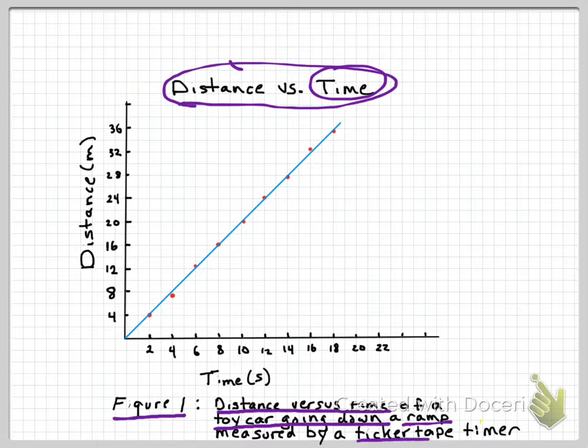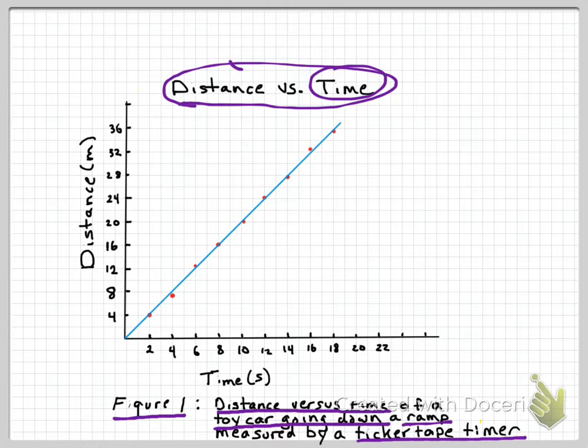This is measured by a ticker tape timer, which in your case doesn't make any sense to you because you don't even know what a ticker tape timer is. It's a measuring device that's used in physics, but we do want to state generally how the information was recorded. Again, the title gives the reader a general idea of what the data is representing, what's in motion, and how it's being measured.